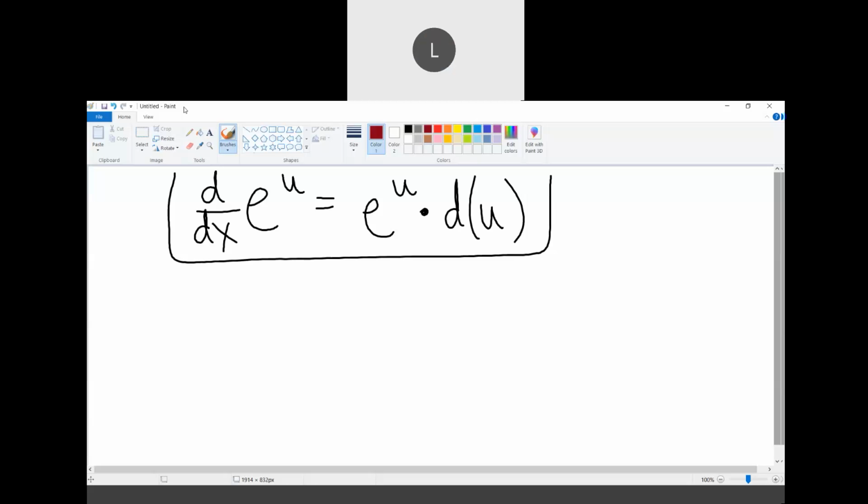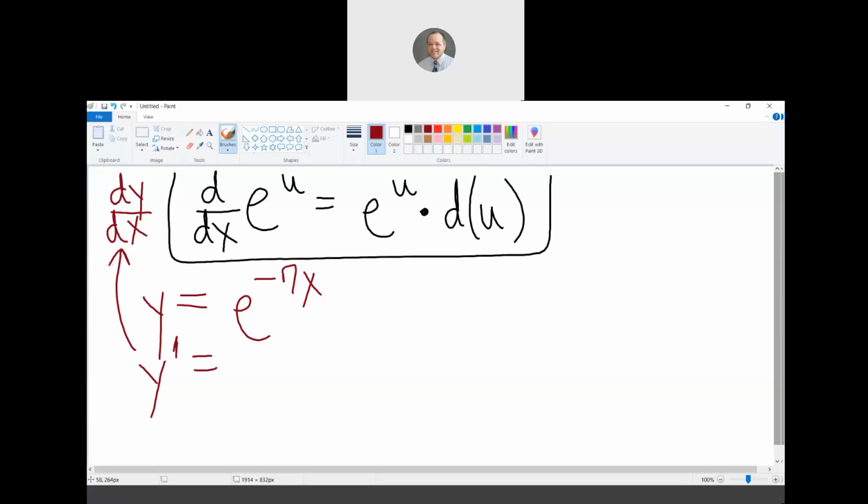Now let's look at this problem. We need to find the derivative of y equal to e to the negative 7x power. So when we take the first derivative, and remember, if we're taking the derivative of y with respect to x, that can also be denoted by this ratio. So y prime is the same notation as dy over dx.